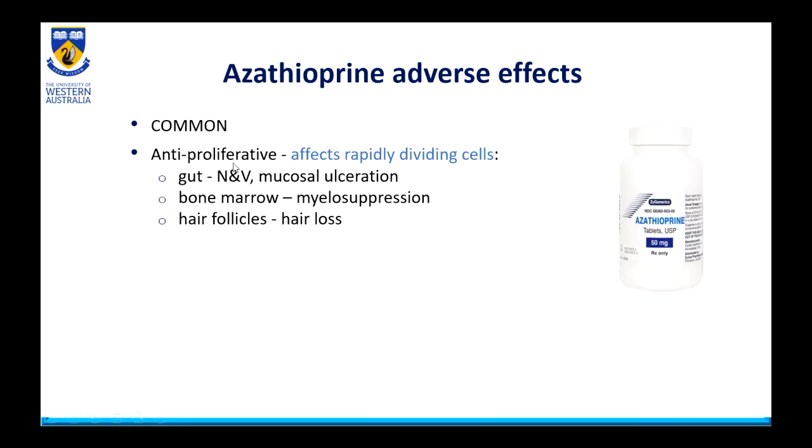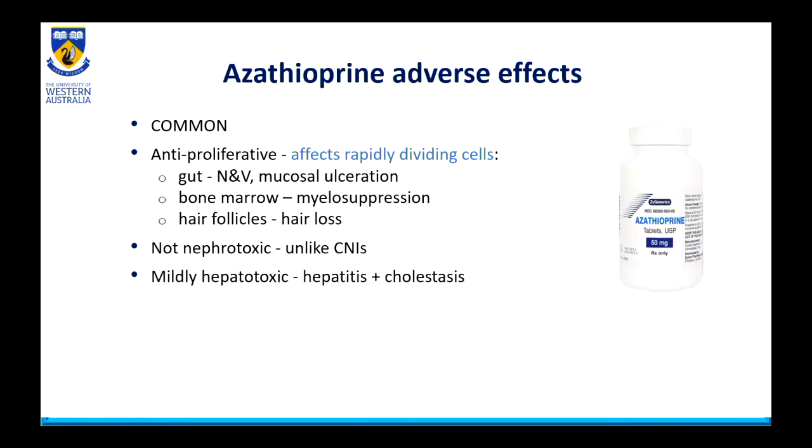And the anti-proliferative effects that it has that we don't want is effects on the gut, because we end up with nausea and vomiting, and we have mucosal ulceration. The bone marrow, myelosuppression, as I mentioned before, and on hair follicles, so it causes us to lose our hair. It does not affect the kidneys, unlike the calcineurin inhibitors, but it is mildly hepatotoxic, so it affects the liver, and so you get hepatitis and you get cholestasis.